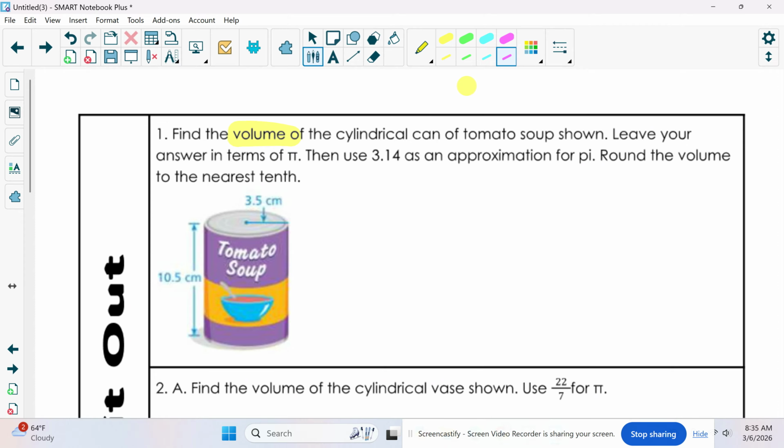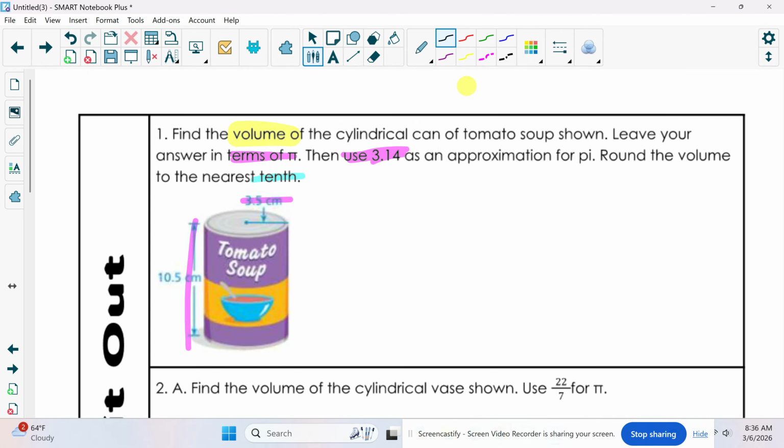What's important here? Alright, we do want to leave it in terms of pi. And we're going to use 3.14. So we're going to have two answers. What else is important? It may not be part of the word problem. It may be part of the picture. We have the height and we have the radius. That's important, right? And are we supposed to do any rounding here? Yes. Nearest tenth. Okay?